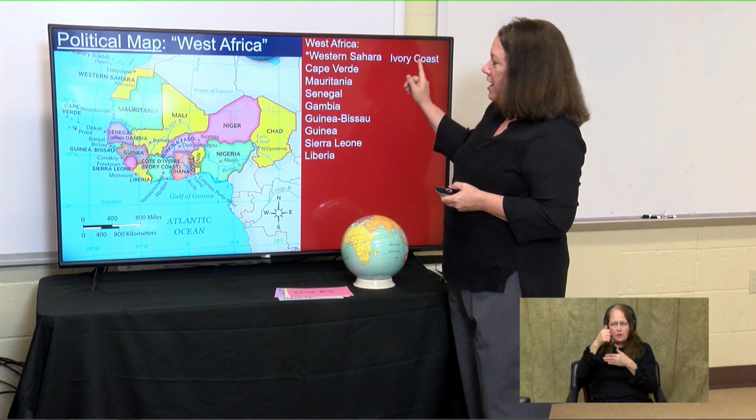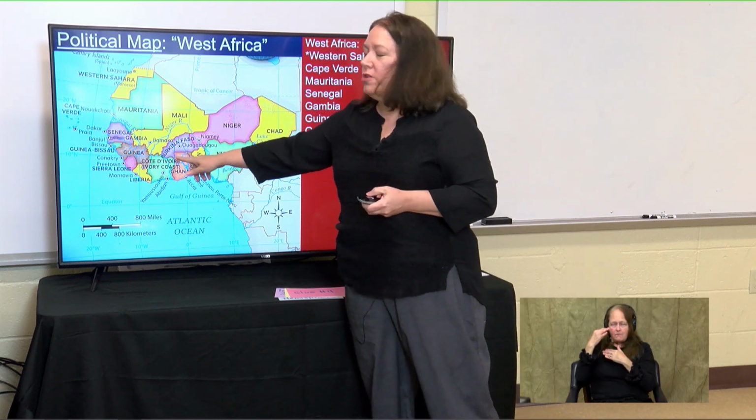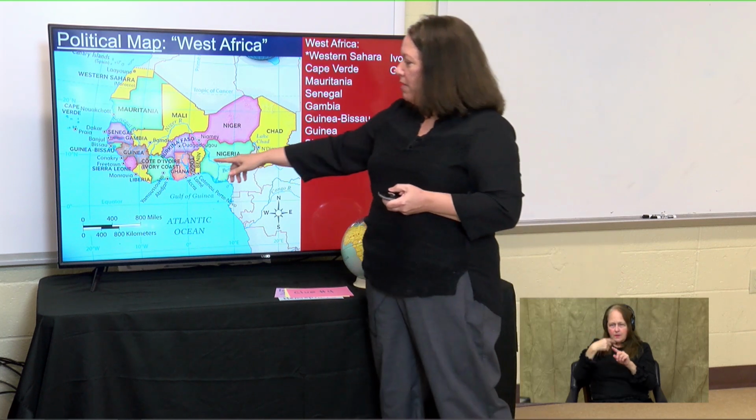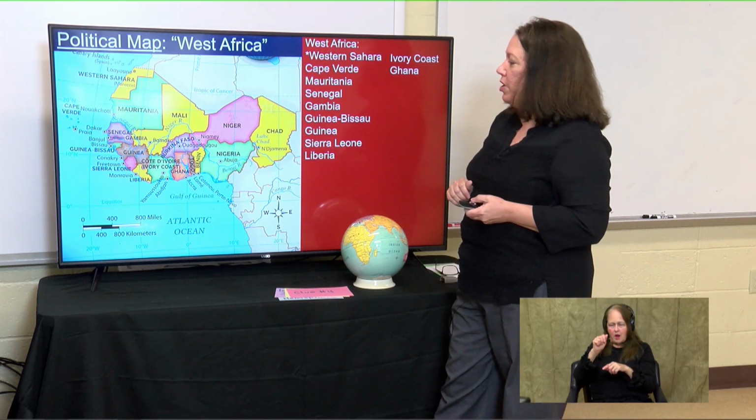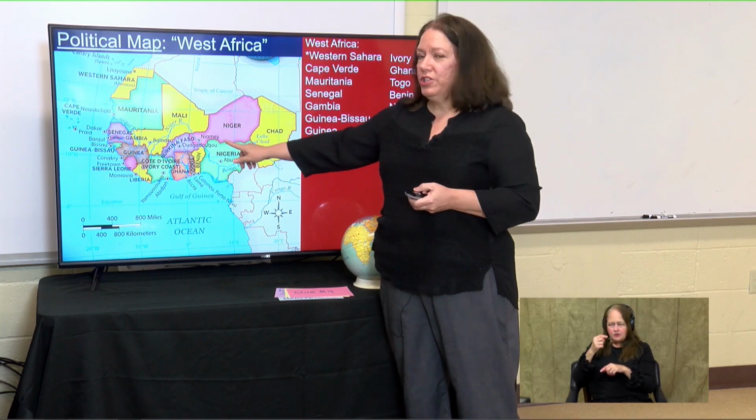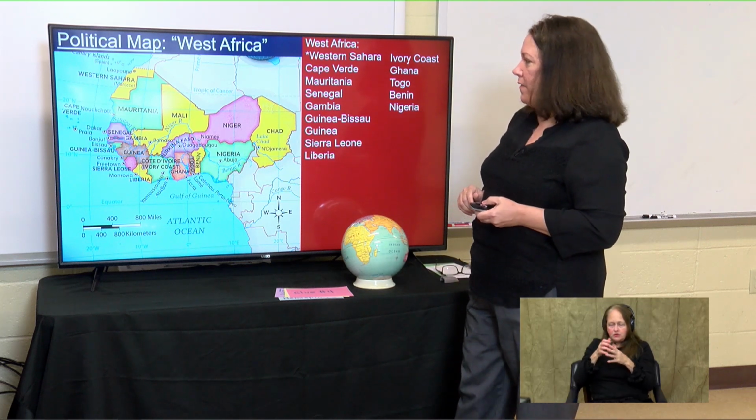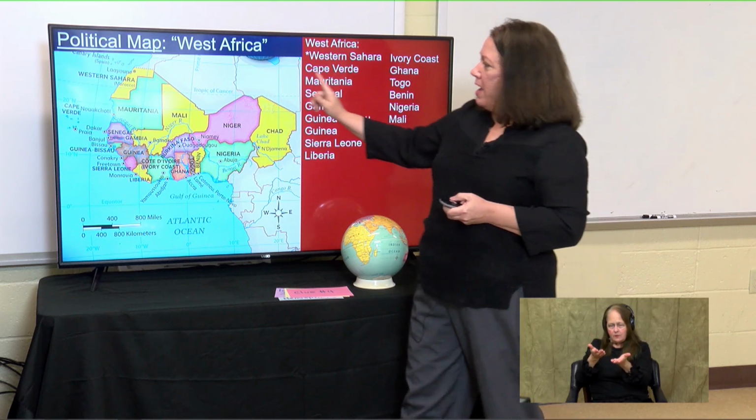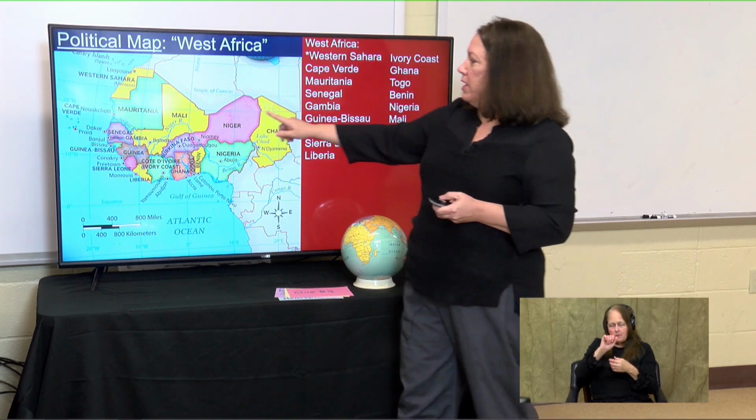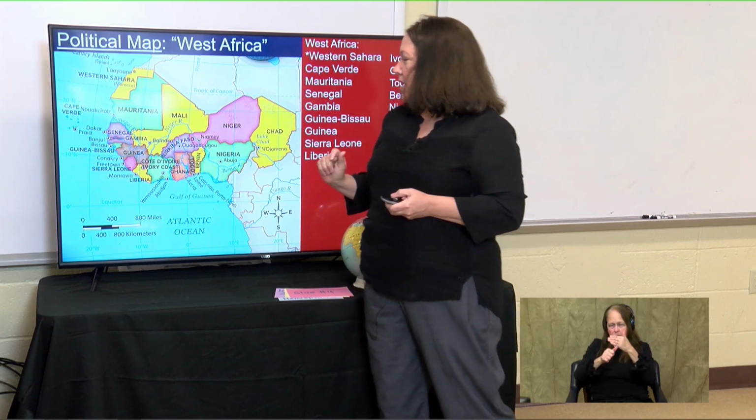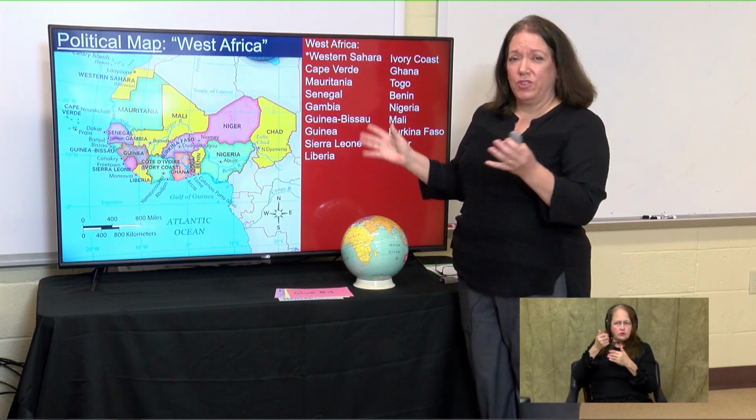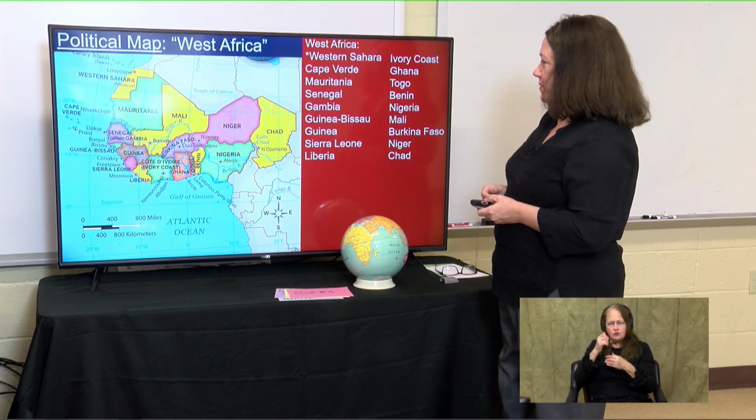The next country has a French name. It's pronounced Côte d'Ivoire, but we would say it in English as the Ivory Coast. Next to the Ivory Coast is Ghana. Then we have Togo, Benin, and Nigeria. Nigeria is actually the most populated country in Africa. And let's go back up here to just south of the Sahara Desert. We have Mali. Burkina Faso is right beneath it. And then we have Niger. And finally, Chad. So those are the countries of Western Africa.